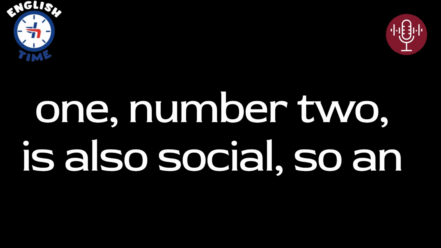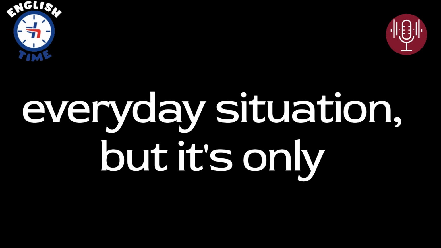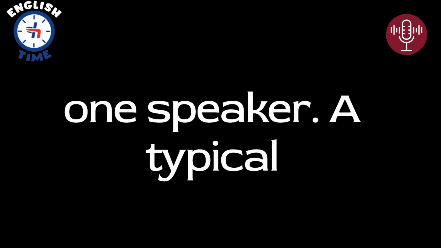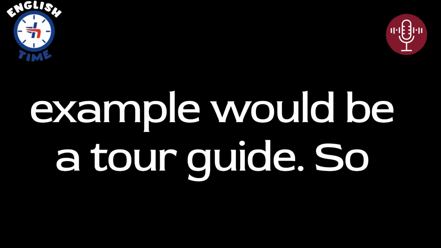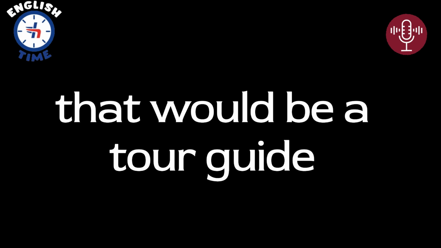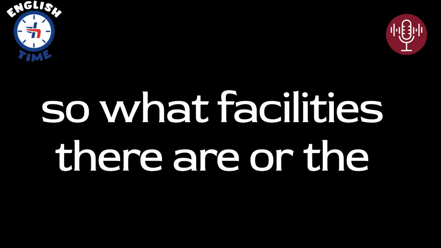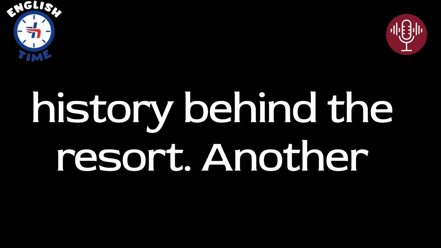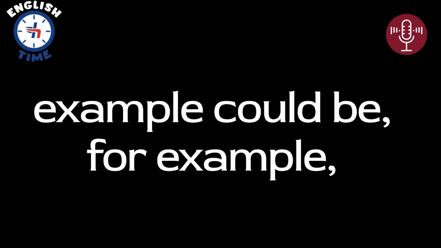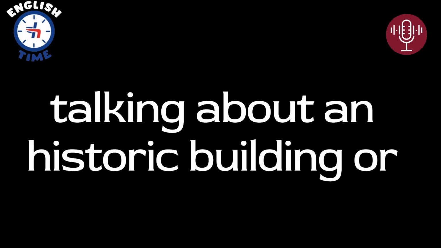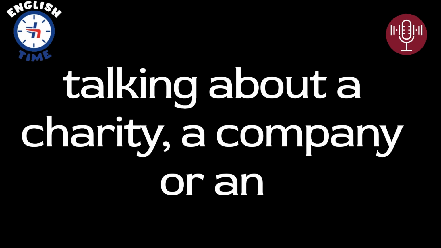The next one, number 2, is also social, so an everyday situation, but it's only one speaker. A typical example would be a tour guide. So that would be a tour guide explaining about a resort, so what facilities there are, or the history behind the resort. Another example could be, for example, talking about an historic building or talking about a charity, a company or an organisation.